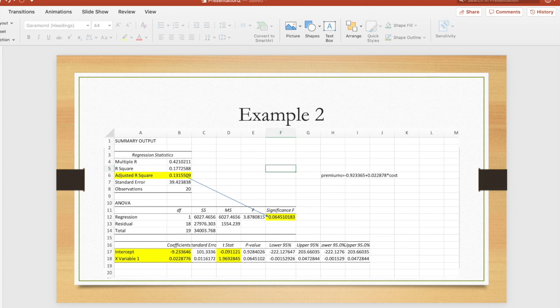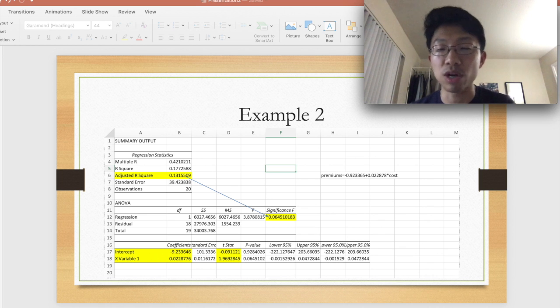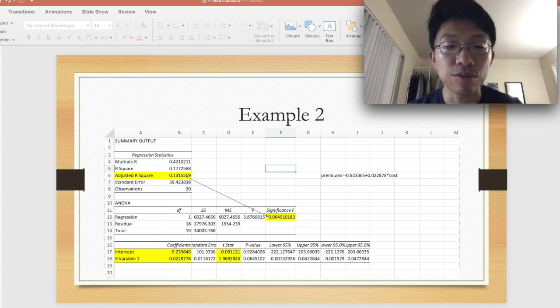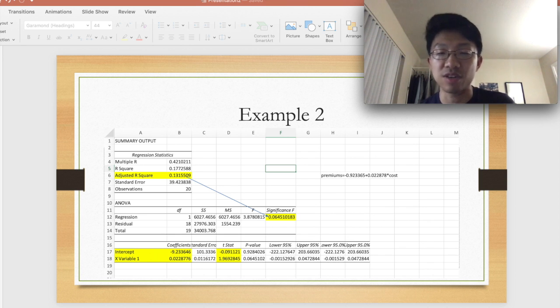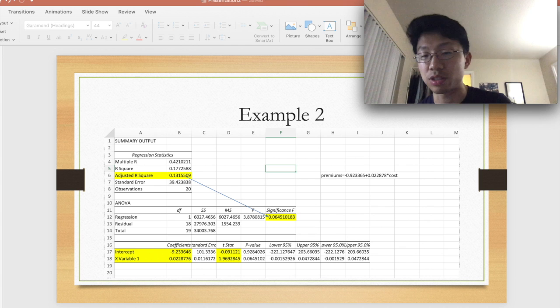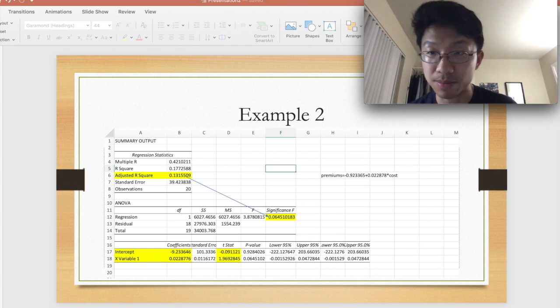The next one is a bad example of a regression model, where we only use the cost to explain the premiums. We find that the adjusted R-square is only 13%, the F value is 3.87, and based on that, the significance F is 0.06, which is above the largest p-value of 0.05, which means that overall this model is not that significant, and we need to look for a better one, which is the first one.